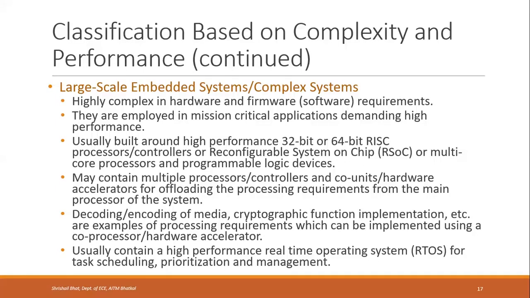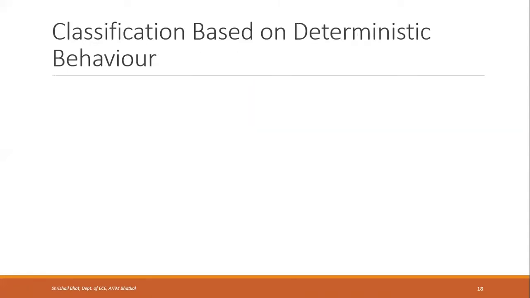Decoding or encoding of media like images or videos, and cryptographic function implementation, are all examples of processing requirements which can be implemented using a coprocessor or hardware accelerator. So usually they contain a high performance real-time operating system or RTOS for task scheduling, prioritization and management. These are some functions of operating systems. So this is about the classification of embedded systems based on complexity and performance. We have small scale, medium scale and large scale embedded systems.